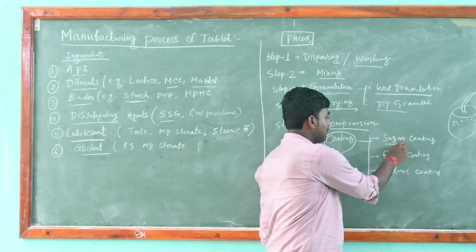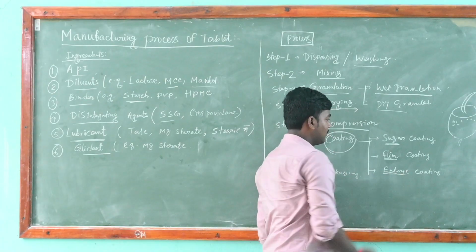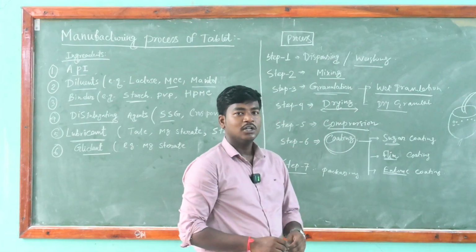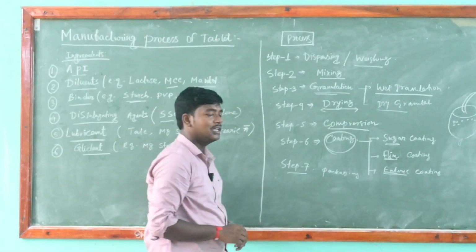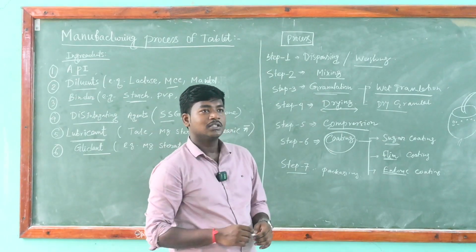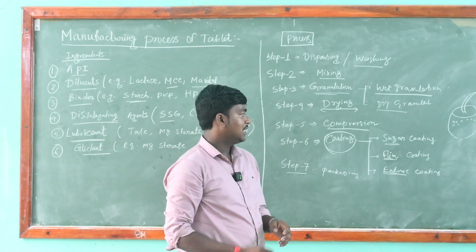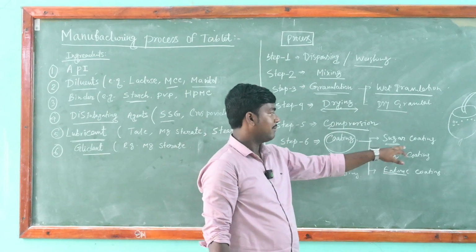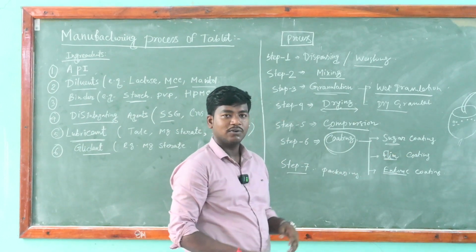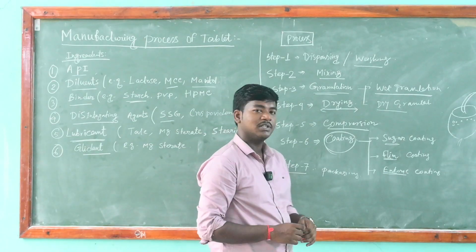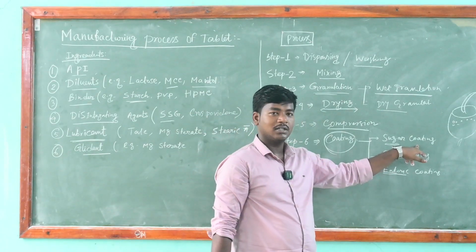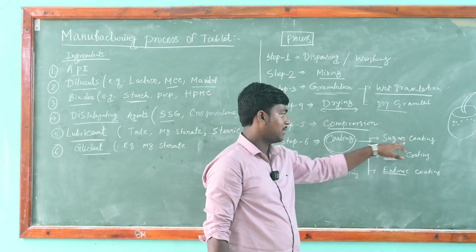Basically, three types of coating are performed. The first one is sugar coating. Sugar coating is basically used for taste masking. Suppose some tablets have a bitter taste, so children and elderly patients cannot swallow the tablet. For that purpose we use sugar coating. Basically, sugar syrup is used for the sugar coating technique.